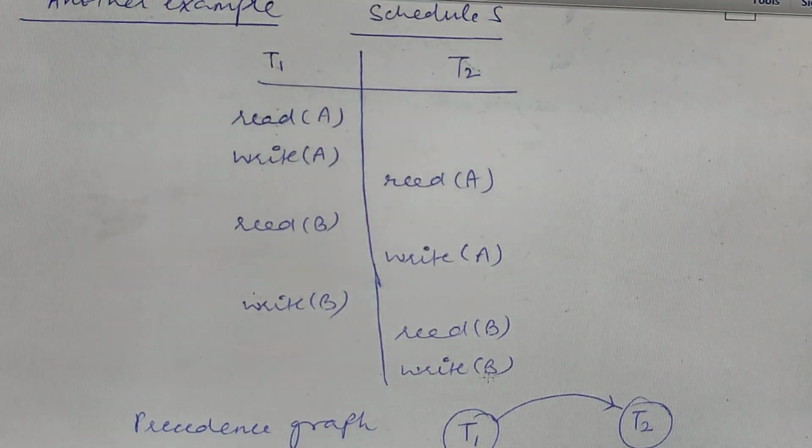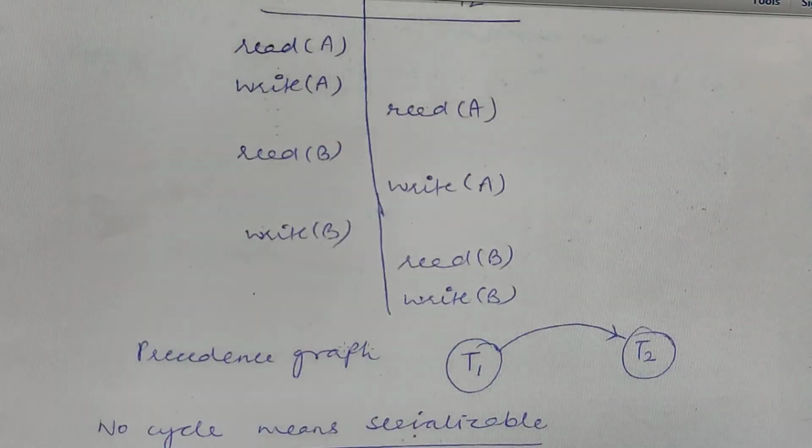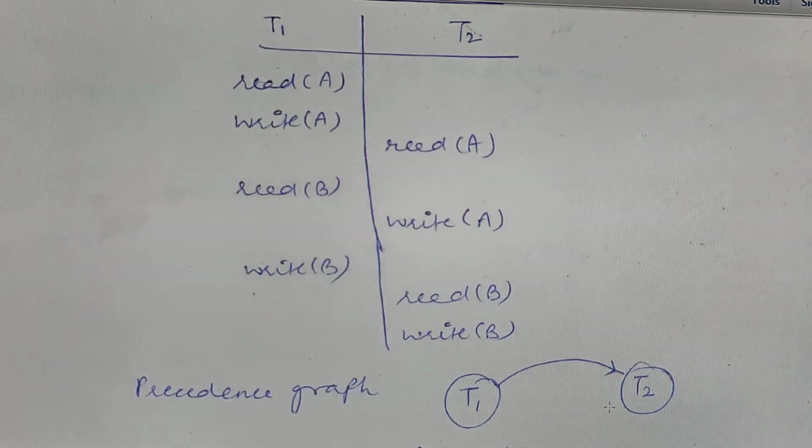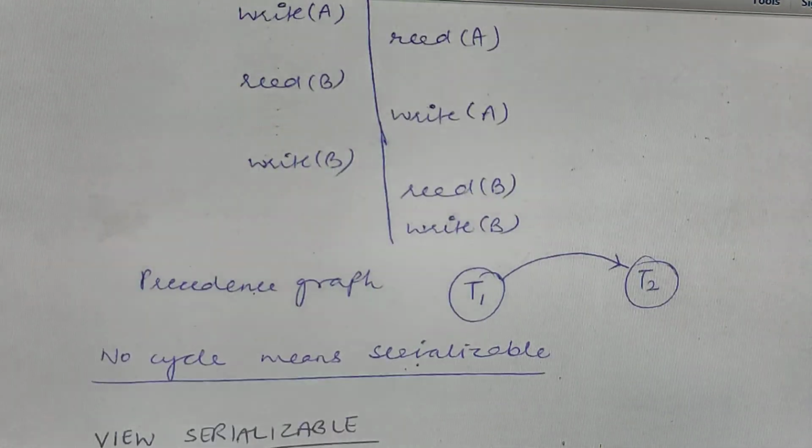Now this write B and write B, they will conflict, but again we will be having an arrow from T1 to T2. In every case you can see we will be having an arrow from T1 to T2. There is no case to draw an edge from T2 to T1, right? So this will be the precedence graph. As you can see, there is no cycle. No cycle means that our schedule is conflict serializable, right?